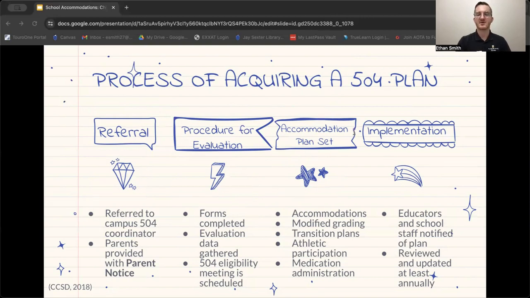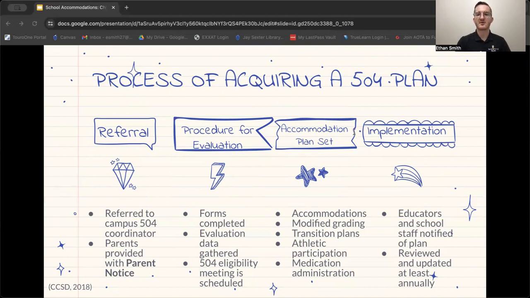Once all required forms have been completed, a Section 504 eligibility meeting is scheduled. Any person knowledgeable to the student and the evaluation, including teachers, faculty members, and parents or guardians, meet and make the determination of eligibility. If it is determined that your child is eligible, then a 504 accommodation plan is developed. Some areas of academics that are generally considered when developing this plan include accommodations needed in order to participate in and benefit from the district's programs, modified grading if appropriate, transition services, creating equal opportunities to participate in athletic programs, how and when the student requires administration of medication, and several other areas.